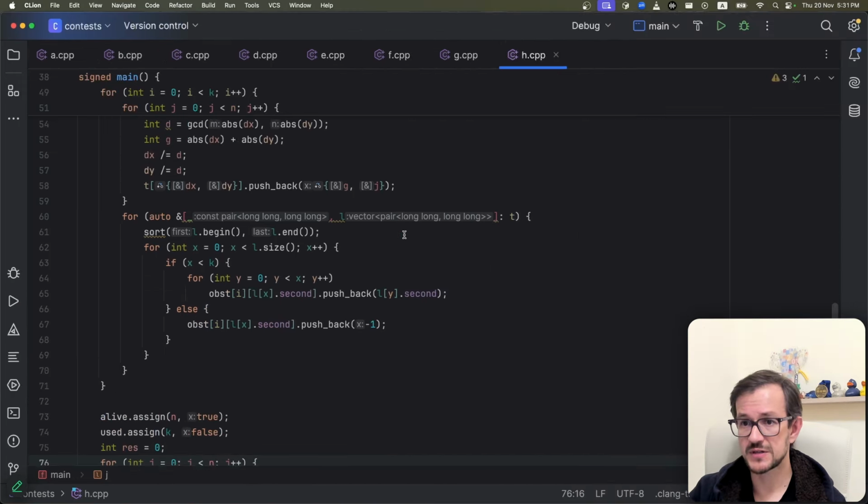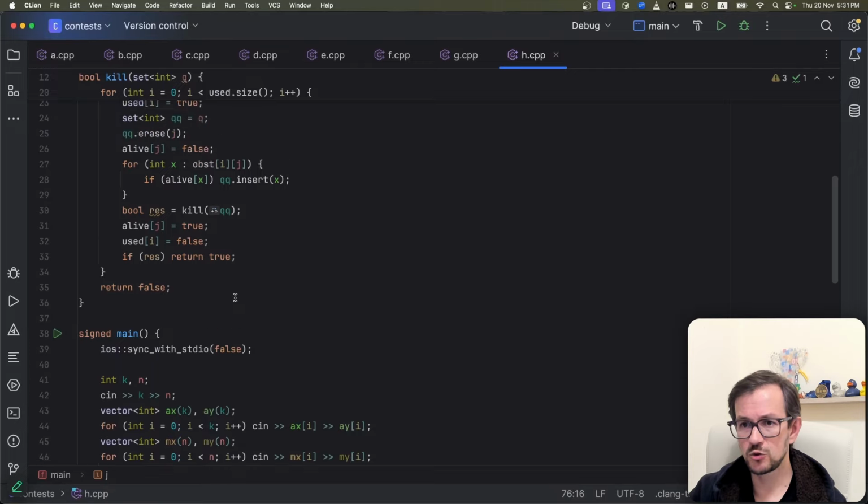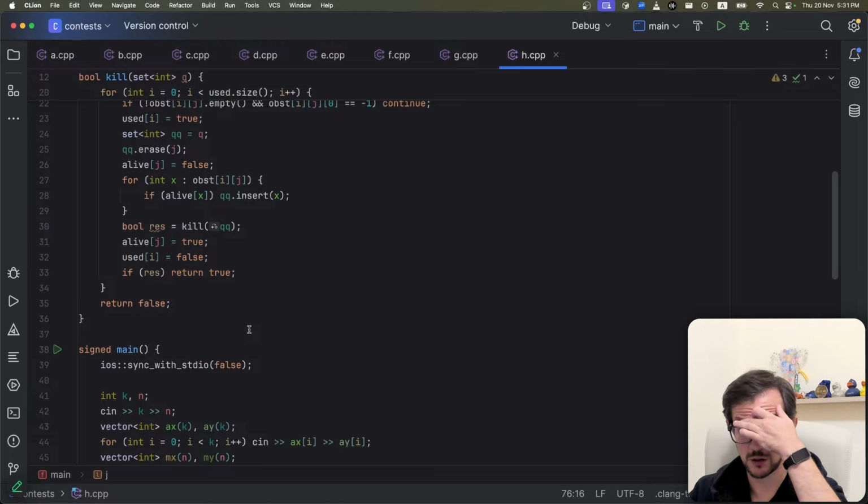This code is actually interesting, so it's a lot of it. So let's read it carefully. I didn't use any pre-written code here. I just don't use any pre-written geometry here. We don't need it actually.